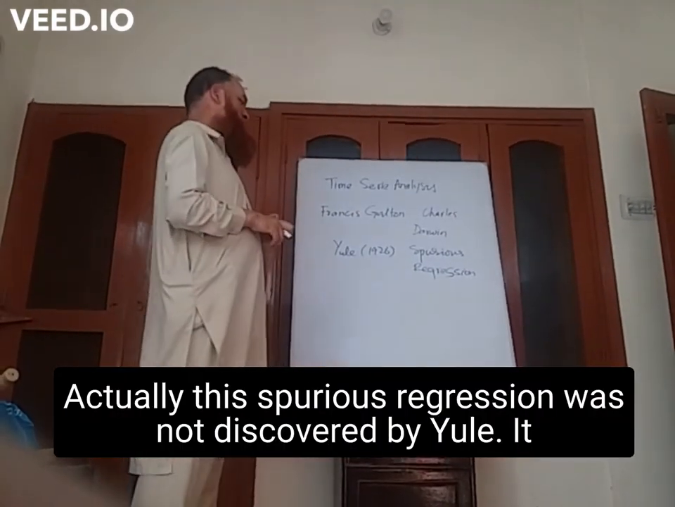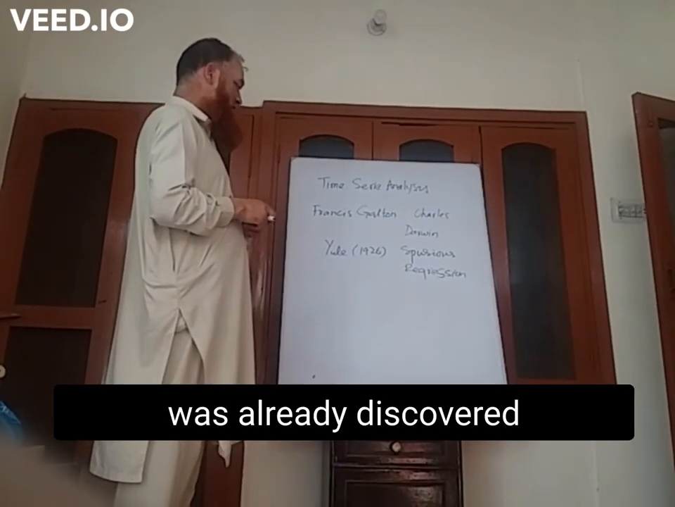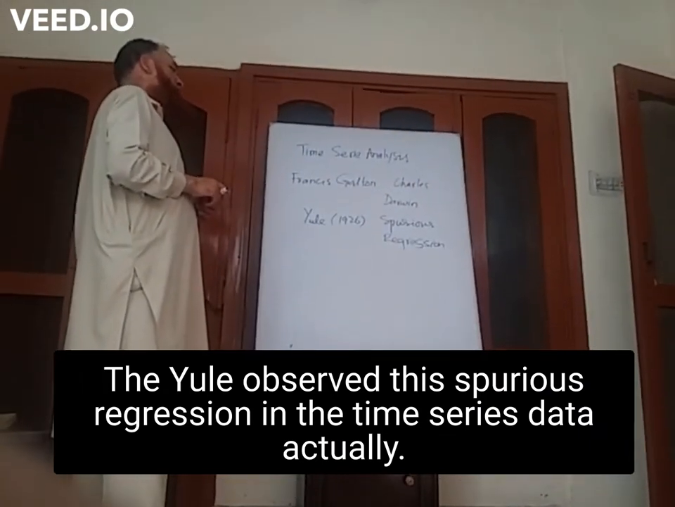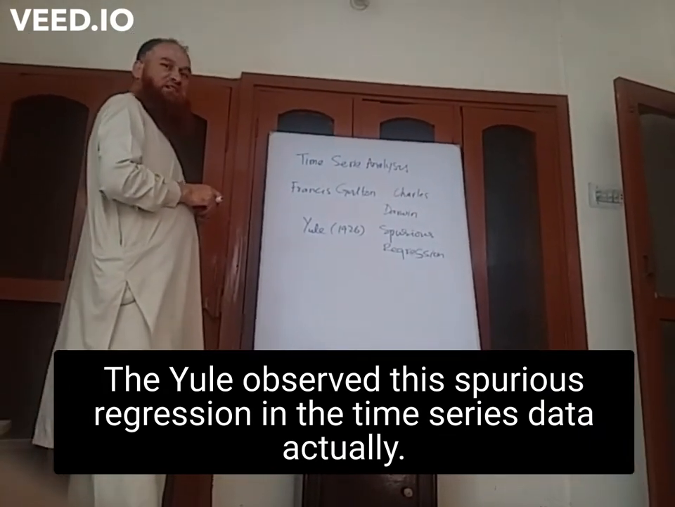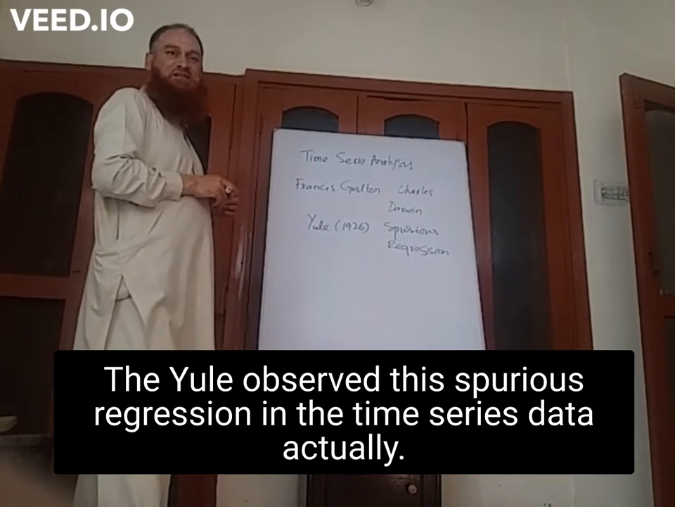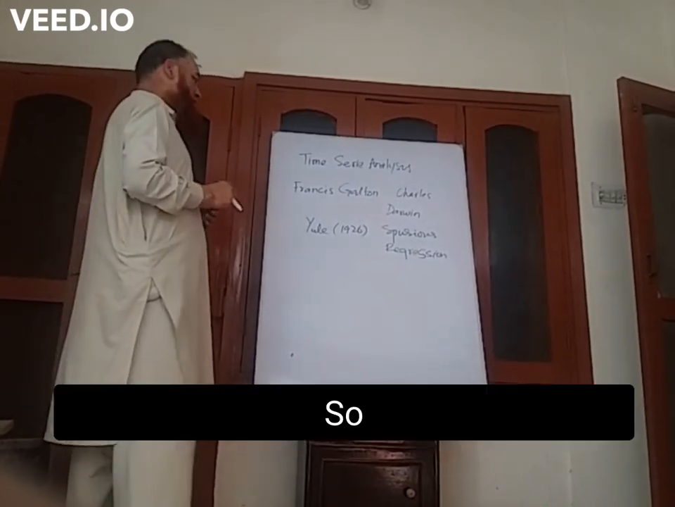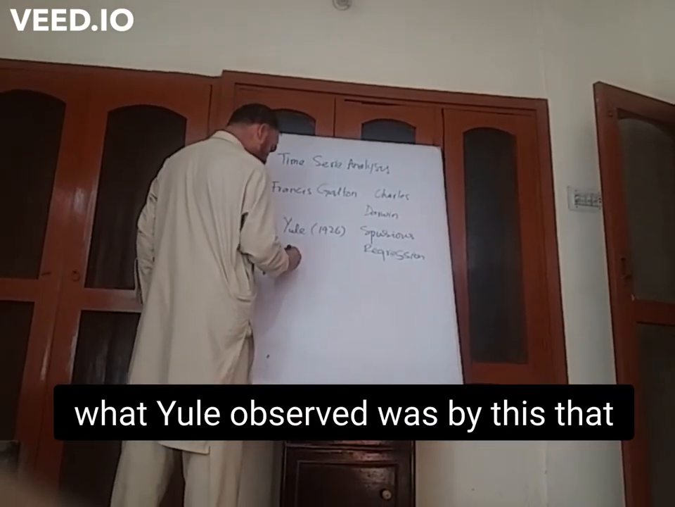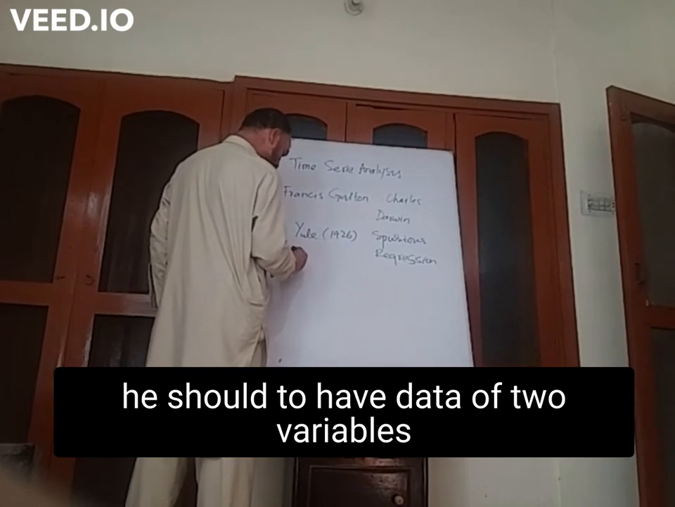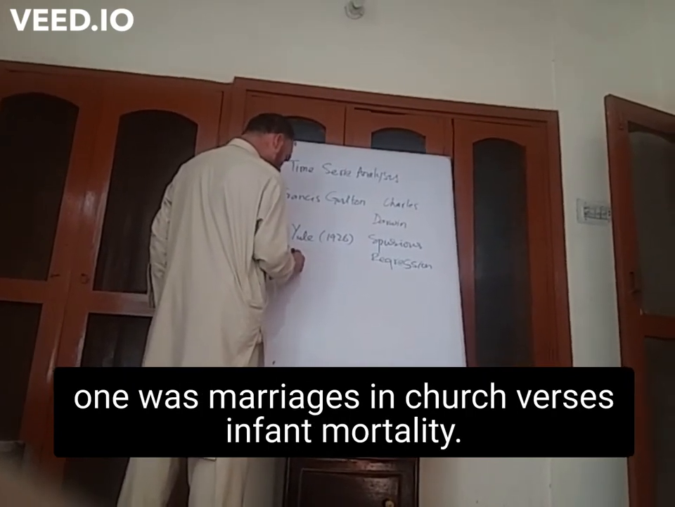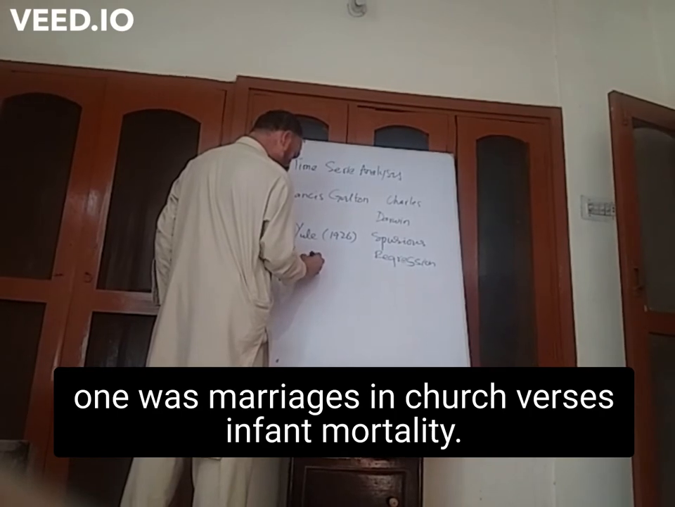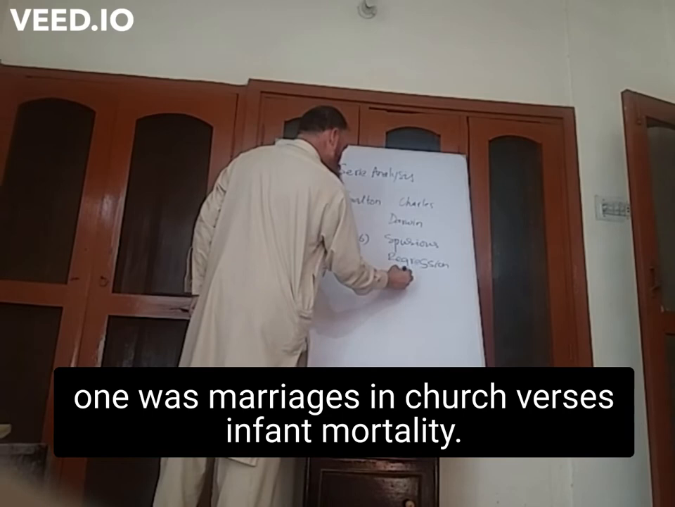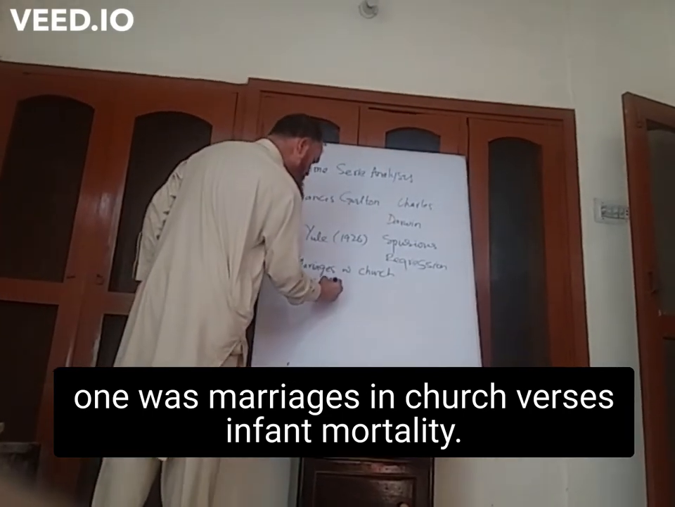Actually, the spurious regression was not discovered by Yule, it was already known. Yule observed this spurious regression in the time series data. So, what Yule observed was this, that he took the data on 2 variables. One was marriages in church versus infant mortality.